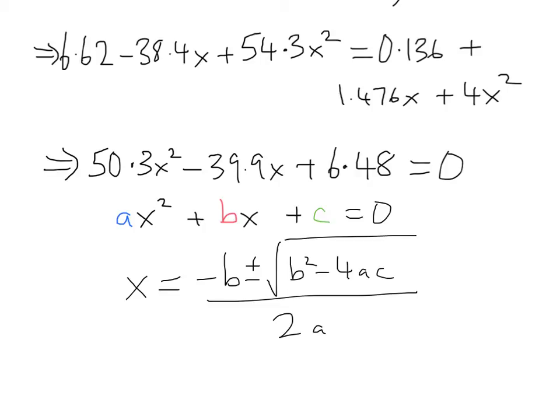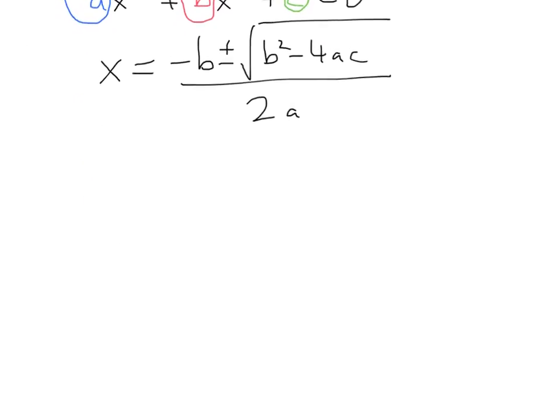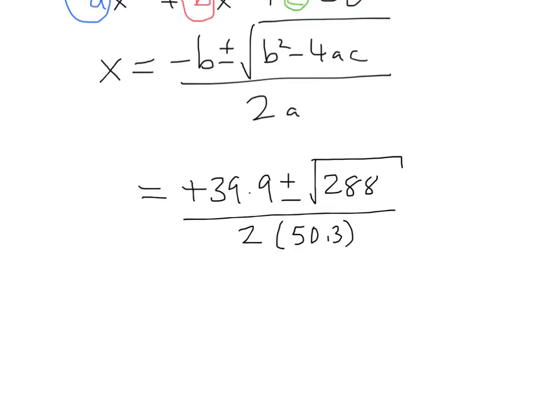And we have to identify, what's a, what's b, what's c. So a is positive 50.3, and b, we have to watch out here, so it's negative 39.9, and c is positive 6.48. And so we're going to plug those into our expression underneath, and that should give us what x is equal to. So let's go ahead and try that. And so collecting terms together, we've got 39.9, and that was a negative, but we flipped the sign, plus or minus the square root of 288 divided by 2 times 50.3.